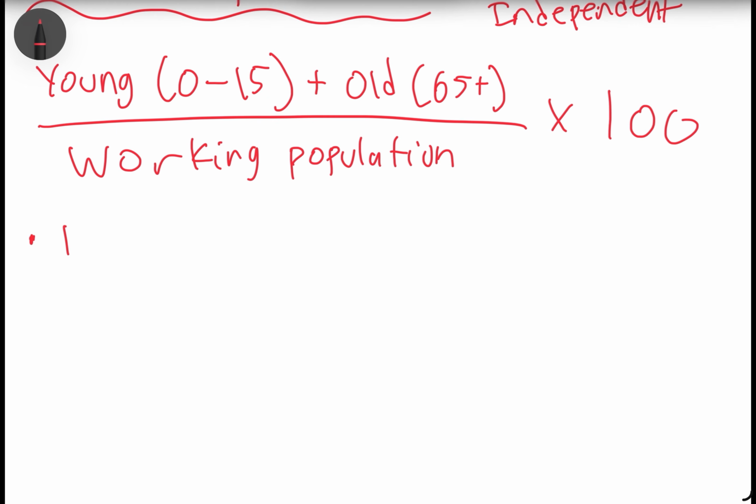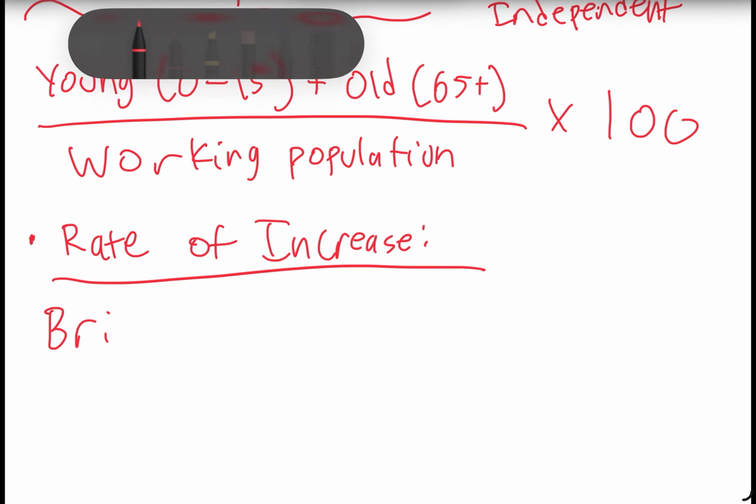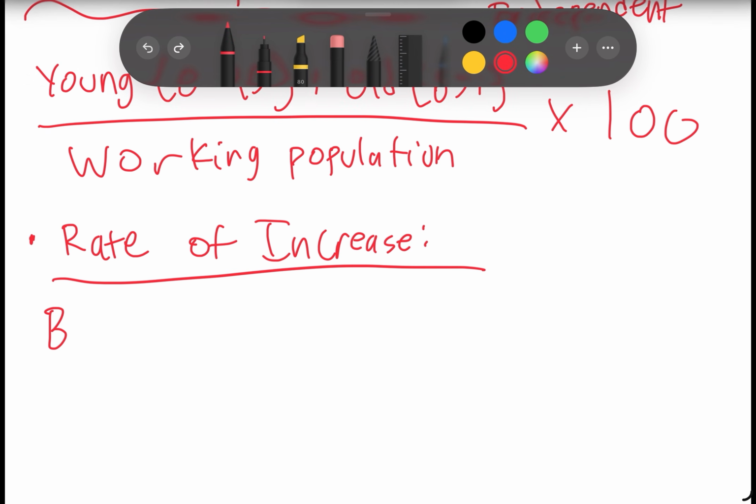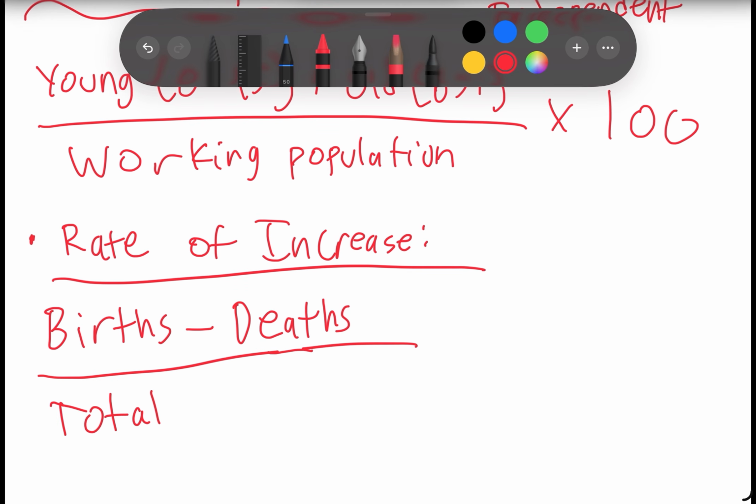Rate of increase, which is births minus deaths divided by the total population. This is the total population just overall, including everything, times 100.